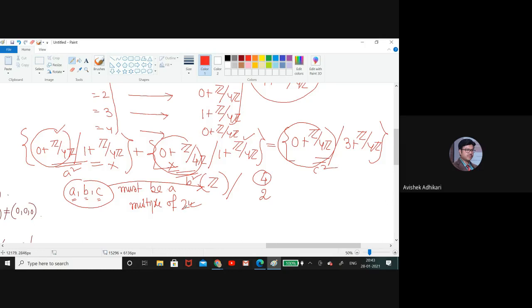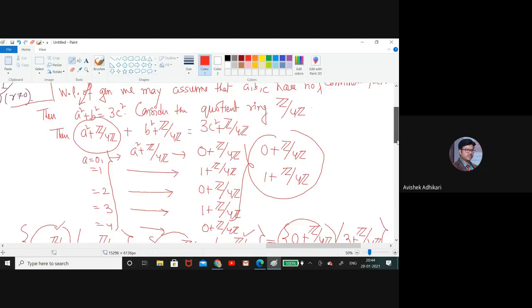Now tell me, what is the contradiction here? That implies a contradiction. So we have assumed that a, b, c have no common factor. Exactly. So we are done basically. We assumed that there exists some non-zero solution, but we again get a contradiction.